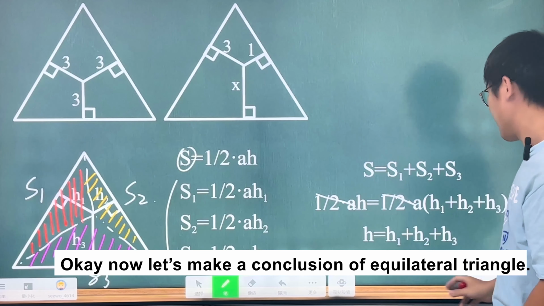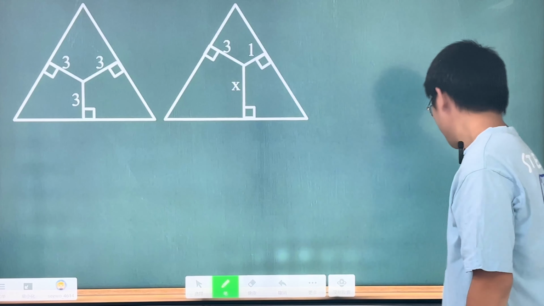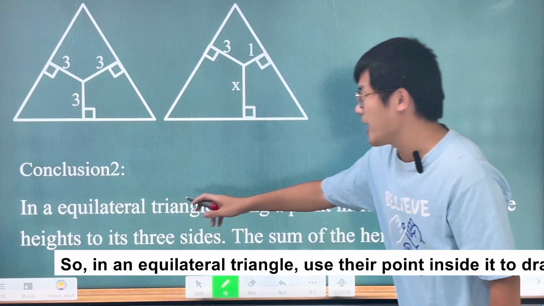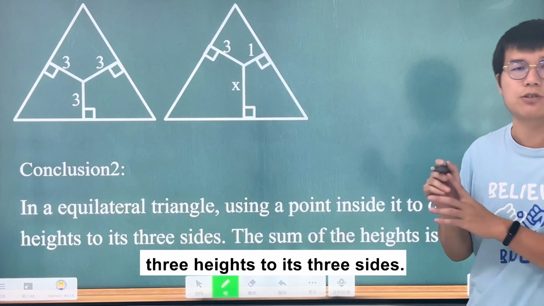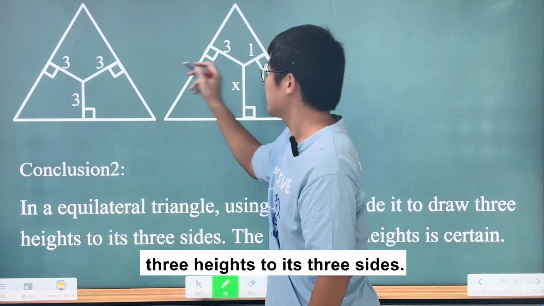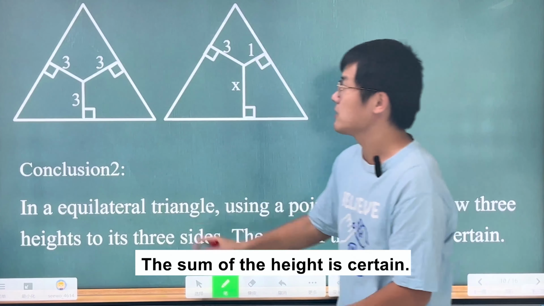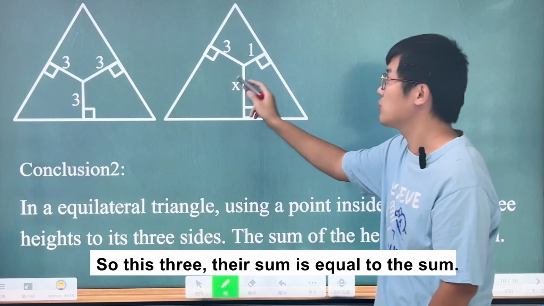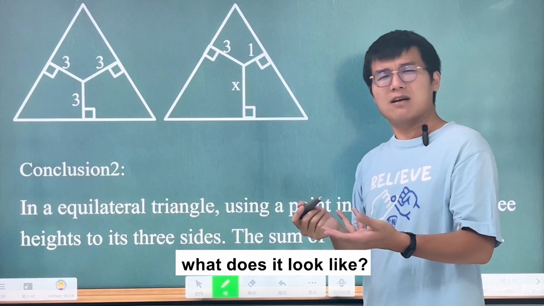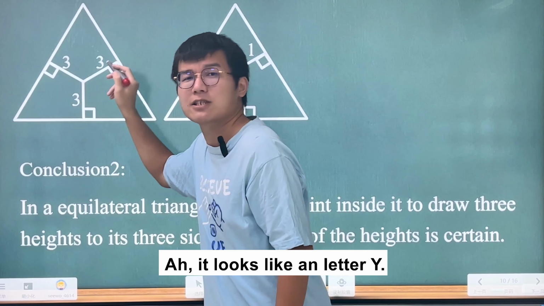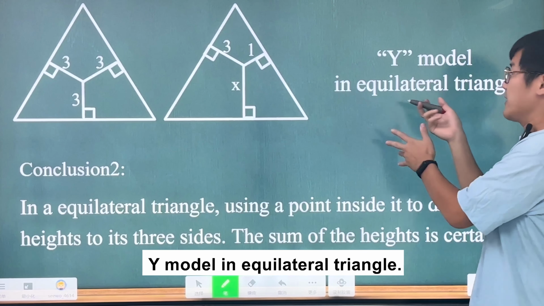Okay, now let's make a conclusion. In the equilateral triangle, using a point inside it to draw 3 heights to its 3 sides, the sum of the heights is certain. Their sum is equal to the sum. Okay, now look at it. What does it look like? It looks like a letter Y. So we call it Y model in equilateral triangle.